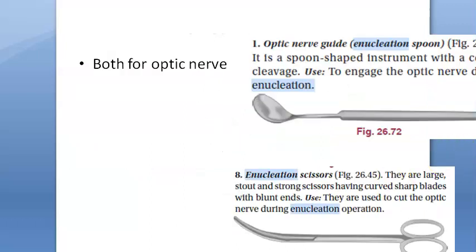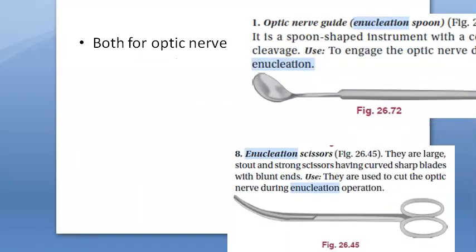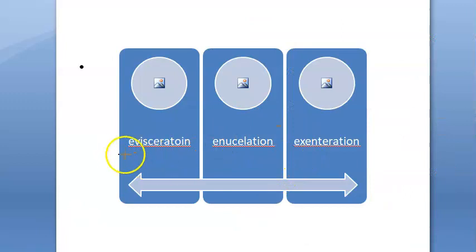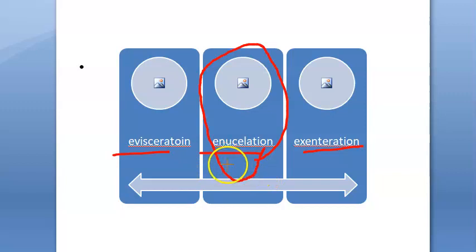So they have some enucleation spoon, enucleation scissors. You know the difference: evisceration, enucleation, exenteration. Enucleation is the one where we remove the eyeball, the sclera also, and part of the optic nerve; in retinoblastoma, the maximum part of the optic nerve. So what were the indications we saw? Retinoblastoma, malignant melanoma, eye donation, and then sympathetic ophthalmitis, etc.